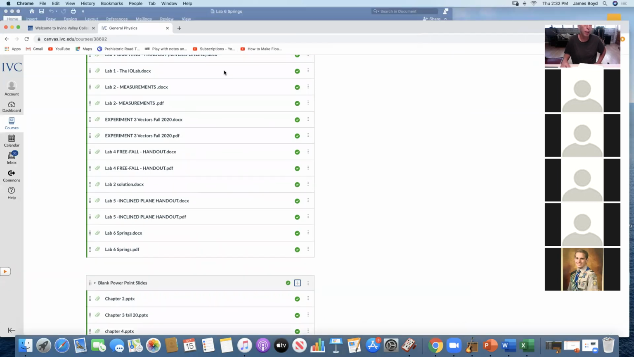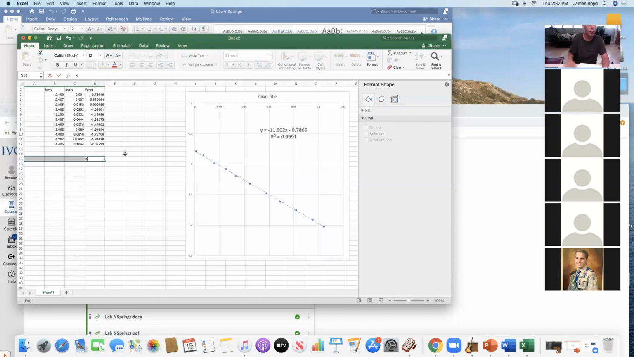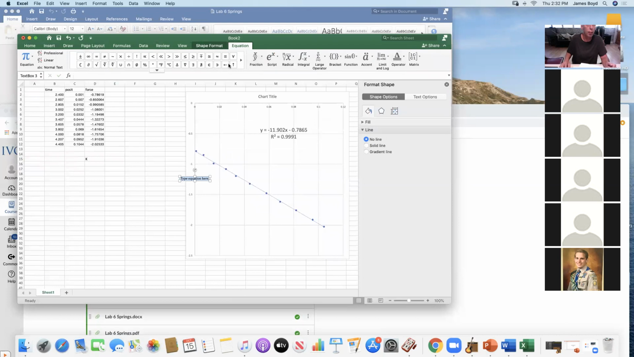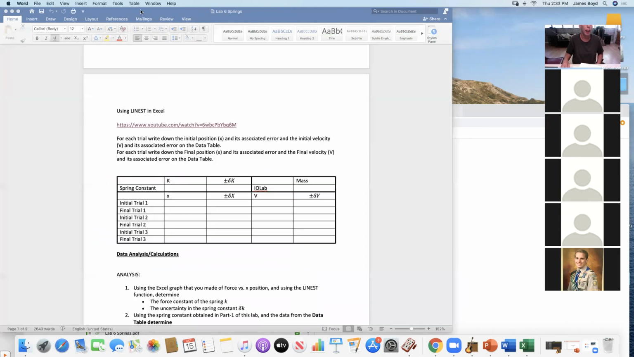But that being said, once you have that, you'll have K, and from that second entry down on the left-hand column of the LINEST function, you will have the delta K. So that'll give you the squirrely delta K, which you'll need for doing the rest of this lab.